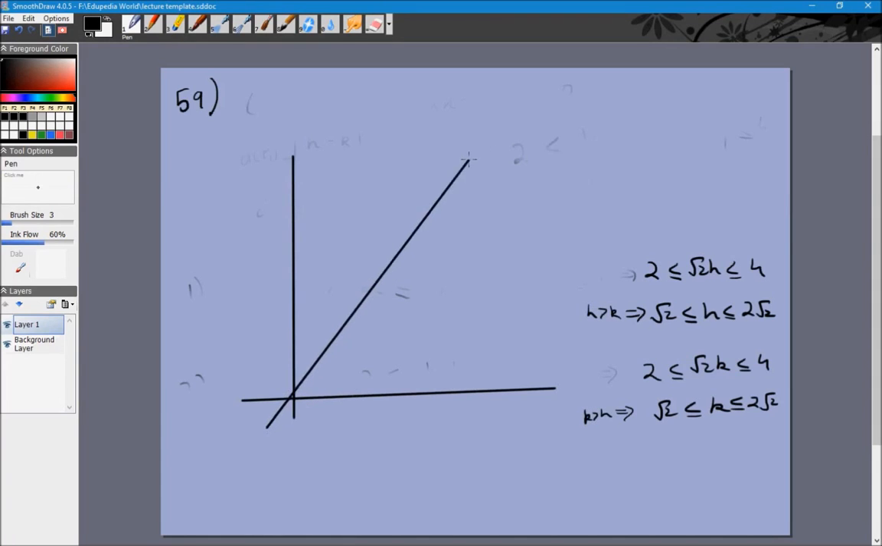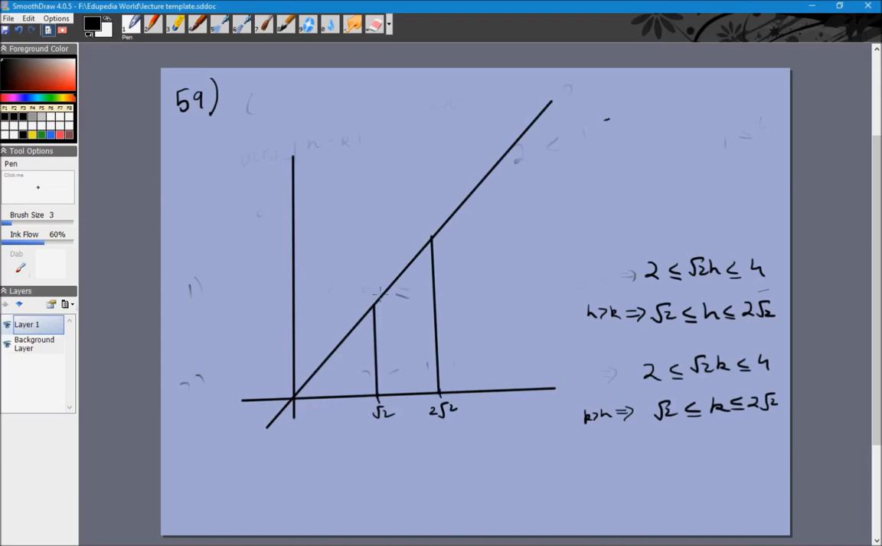Right. This is the line y is equal to x. Any point on the right side of this line has an x which is greater than k, or h greater than k. Right. So on the right side, this equation should be followed. h is between root 2 and 2 root 2. This is root 2. This is 2 root 2. So for the right side of this line, h should be between root 2 and 2 root 2. So this is the amount of area.